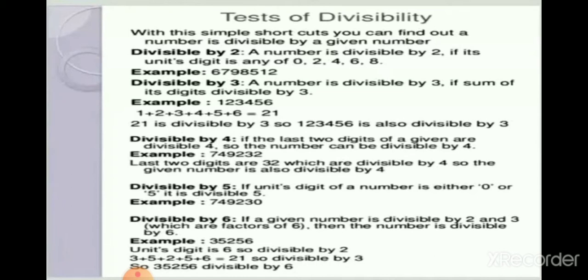Now let us see what the divisibility test for 6 is. If a given number is divisible by 2 and 3, as you know both are factors of 6, then the number is divisible by 6. So here the number is 35,256. The unit digit is 6, so it is divisible by 2. And then 3 plus 5 plus 2 plus 5 plus 6 is 21, so the number will be divisible by 3 also. So yes, this number 35,256 will be divisible by 6.